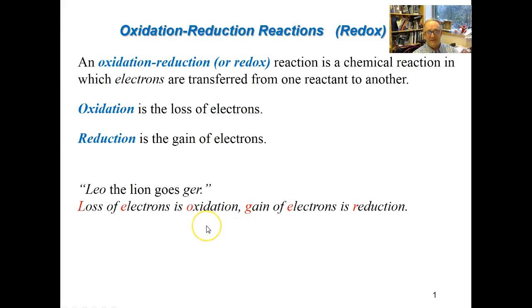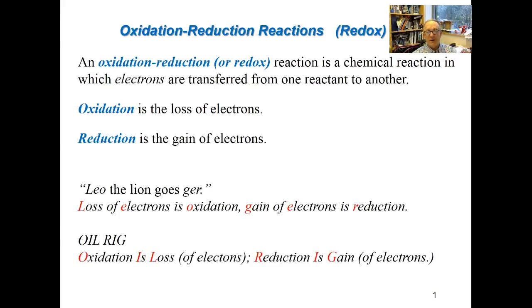The other mnemonic is a lot simpler and a lot less fun. It's oil rig. OIL. Oxidation is loss. RIG. Reduction is gain of electrons. So Leo the lion goes grrr, or oil rig. Your choice. Or you can come up with your own memory device.